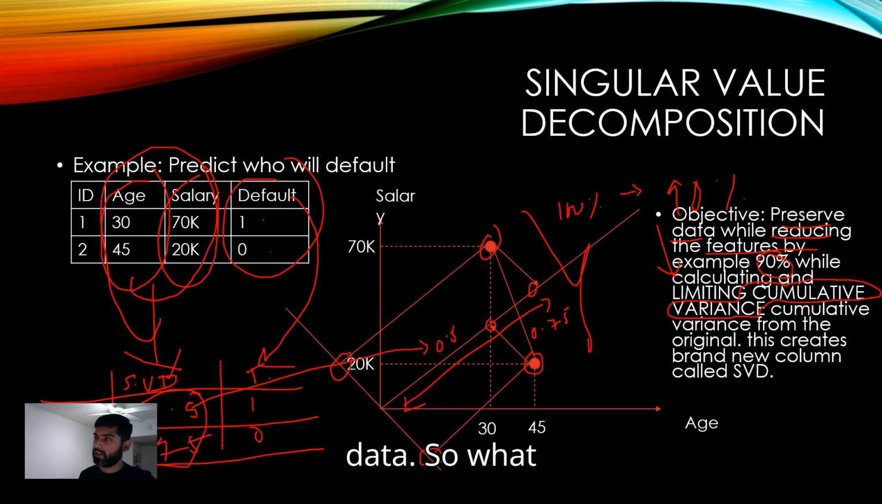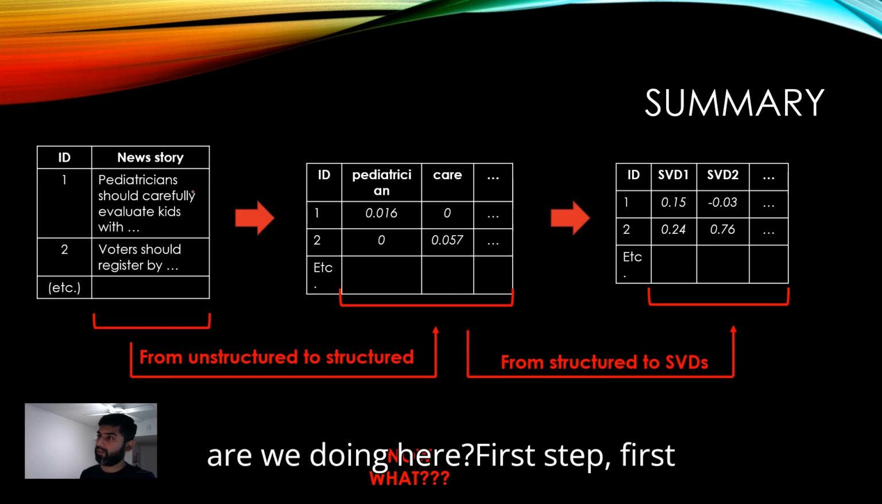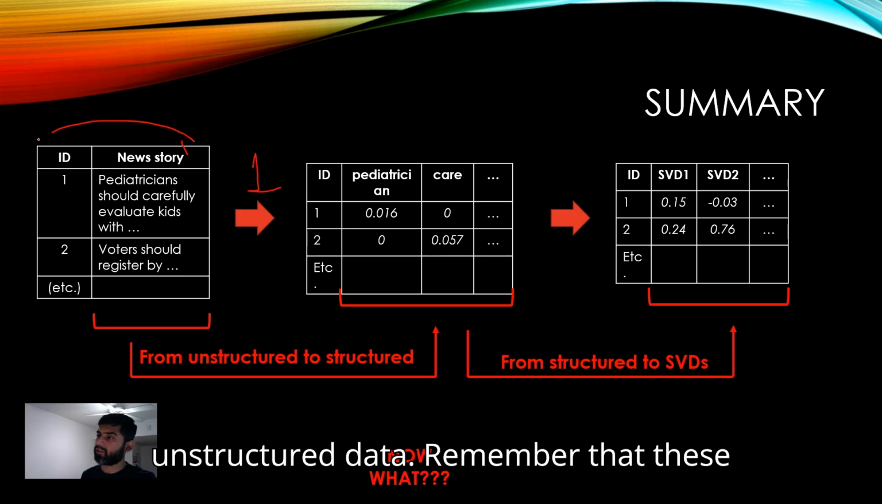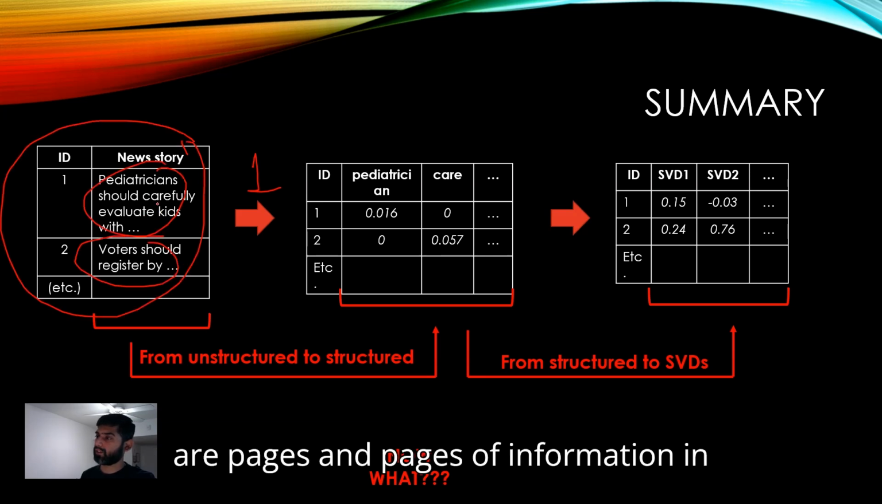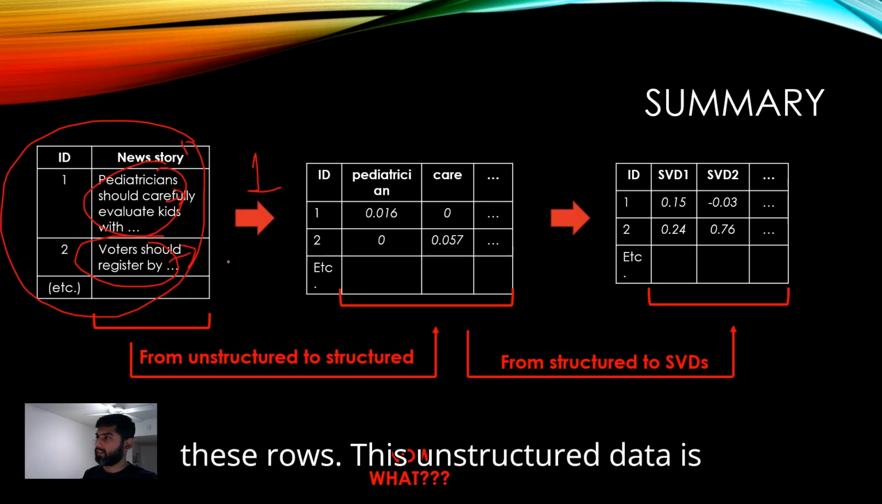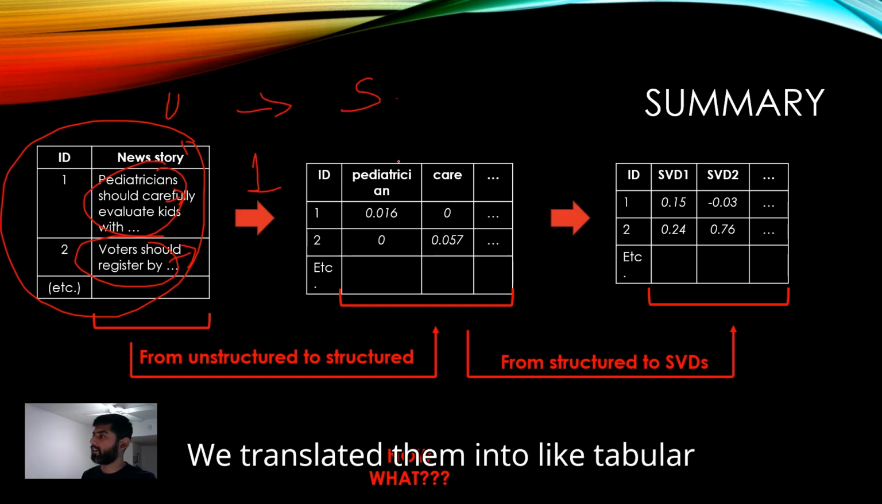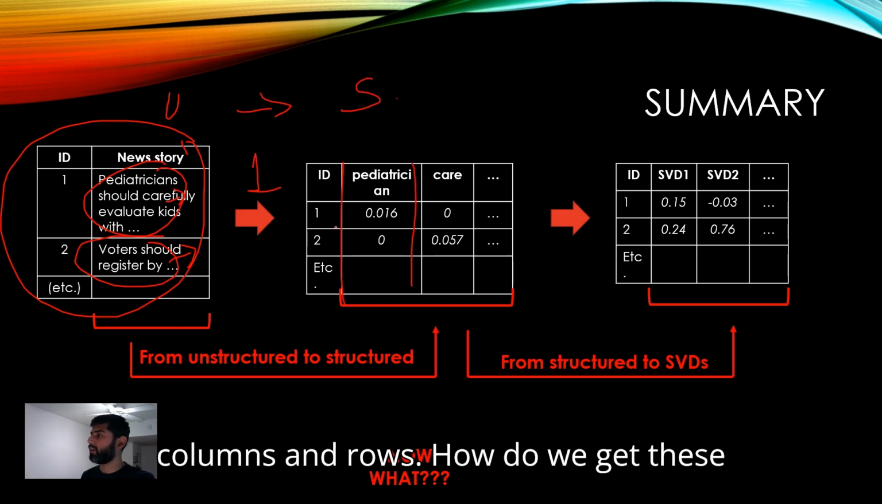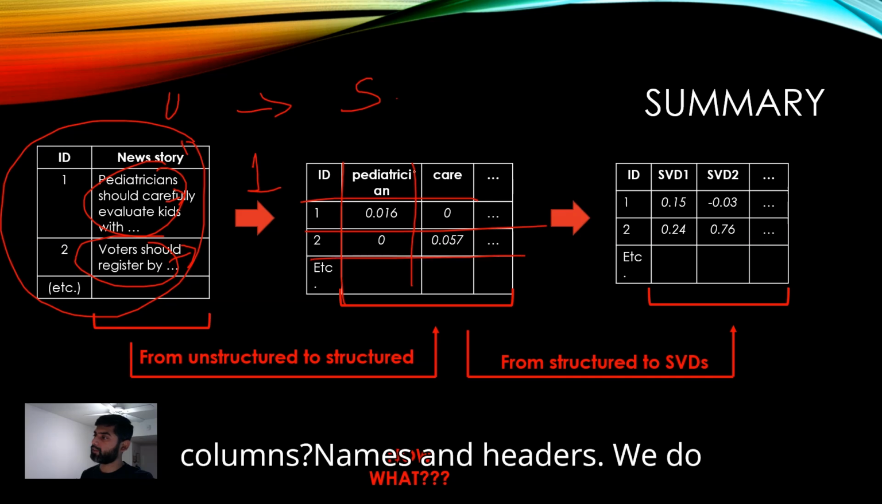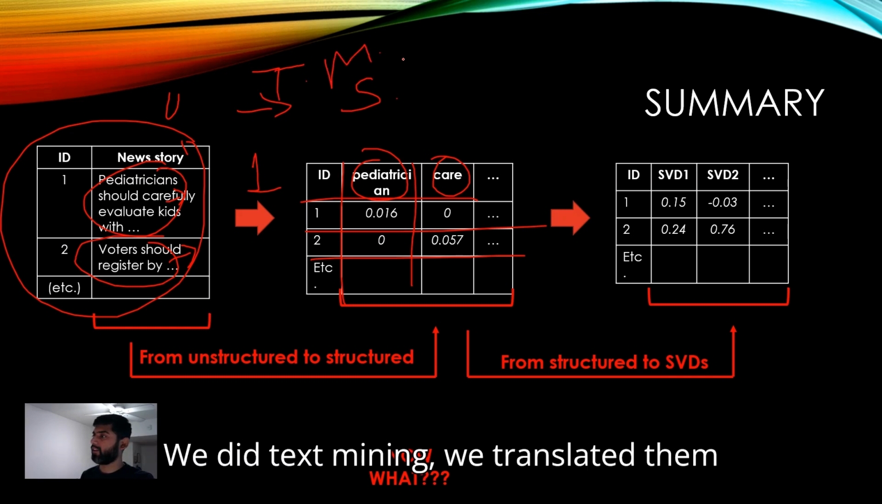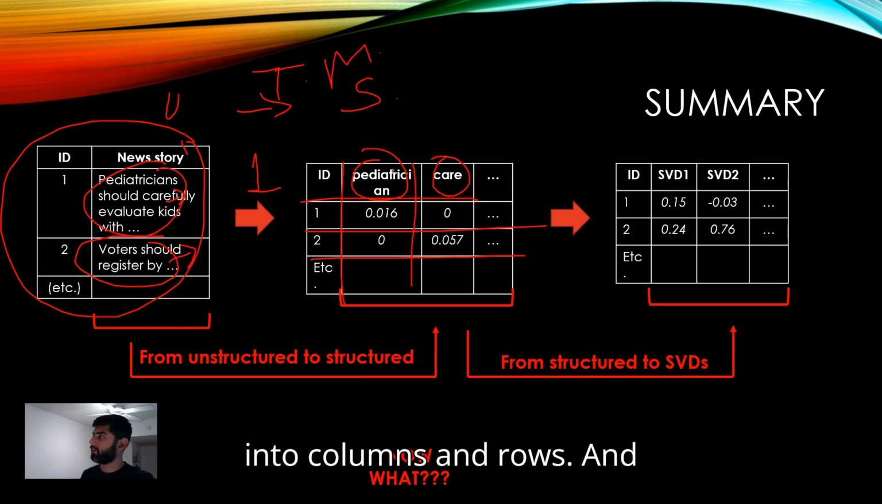So what are we doing here? First step, we are translating this unstructured data. Remember that these are pages and pages of information in these rows. This unstructured data is being translated to structured data. We translated them into tabular columns and rows. How do we get these columns, names and headers? We do text mining. We did text mining. We translated them into columns and rows.